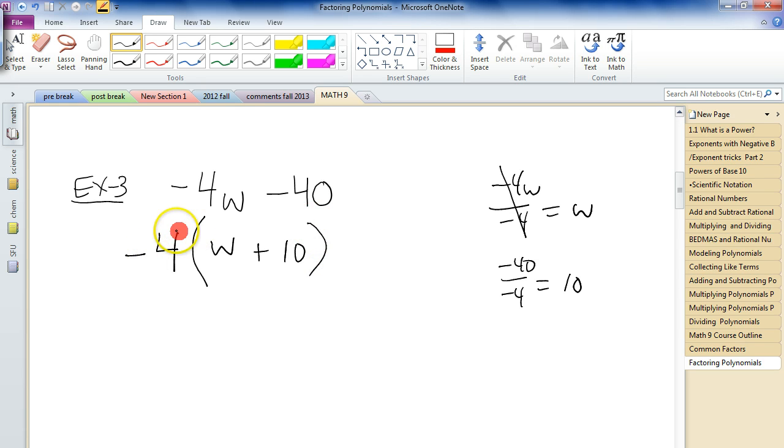Let's check if we're right. Negative 4 times W is negative 4W. Negative 4 times positive 10 is negative 40. We're done.